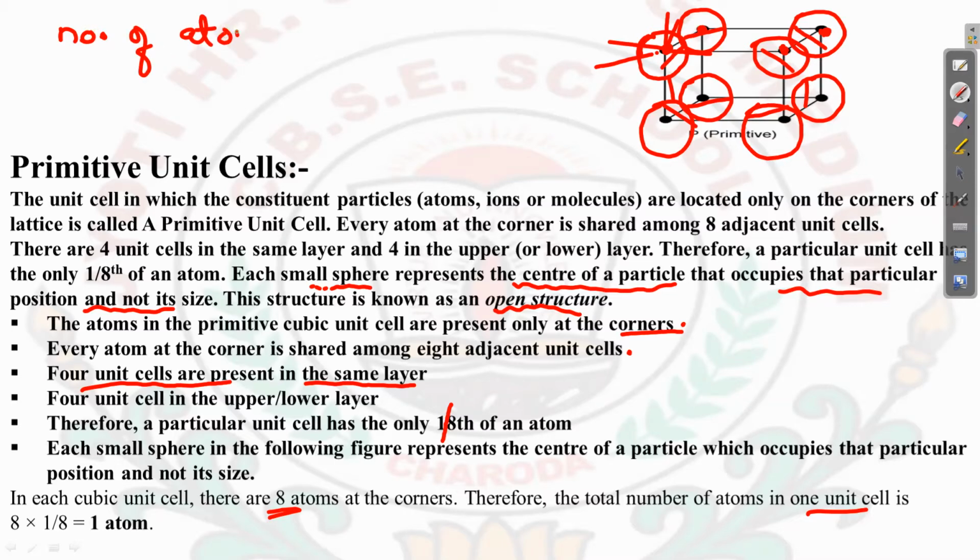number of atoms in one unit cell, which unit cell? Primitive unit cell. How many number of atoms are there? 8 number of atoms are there.